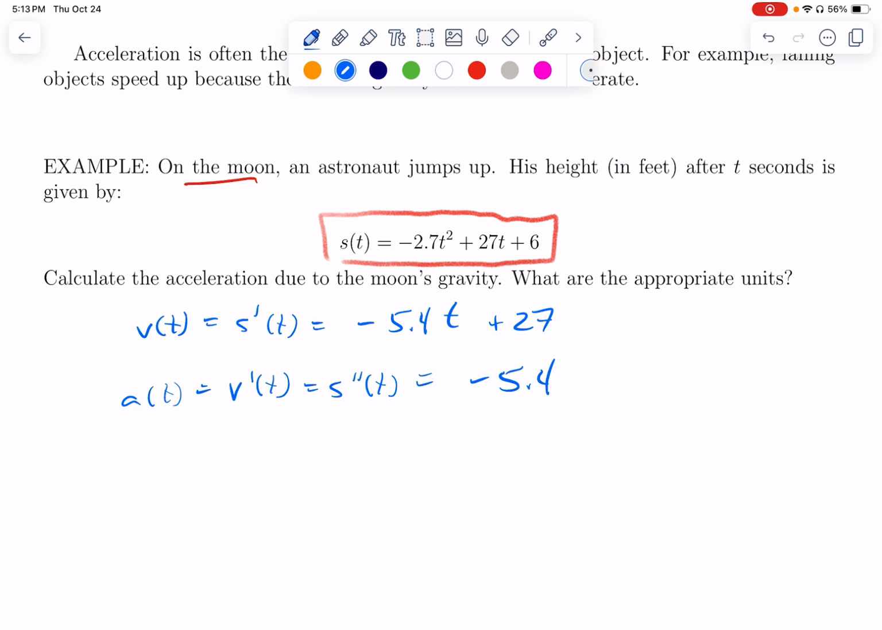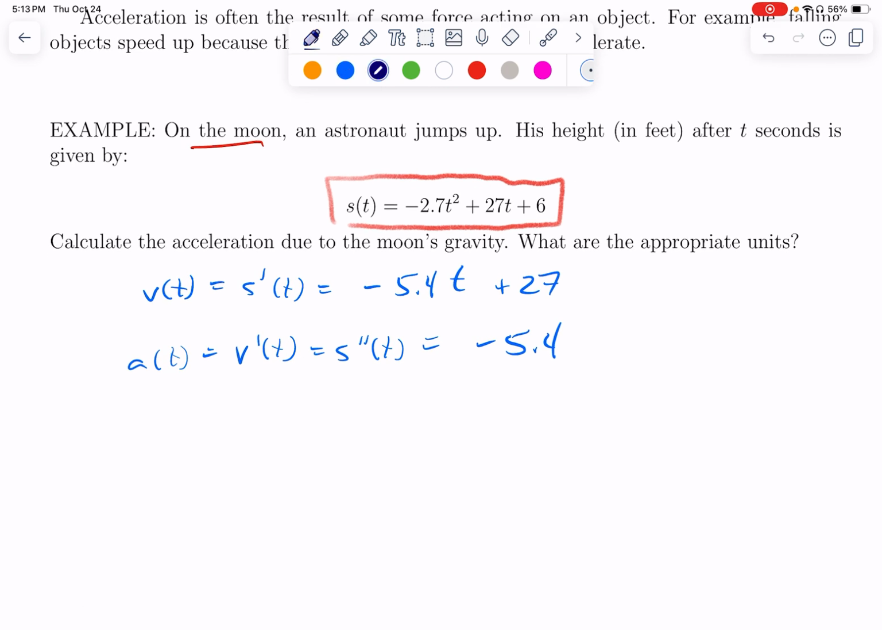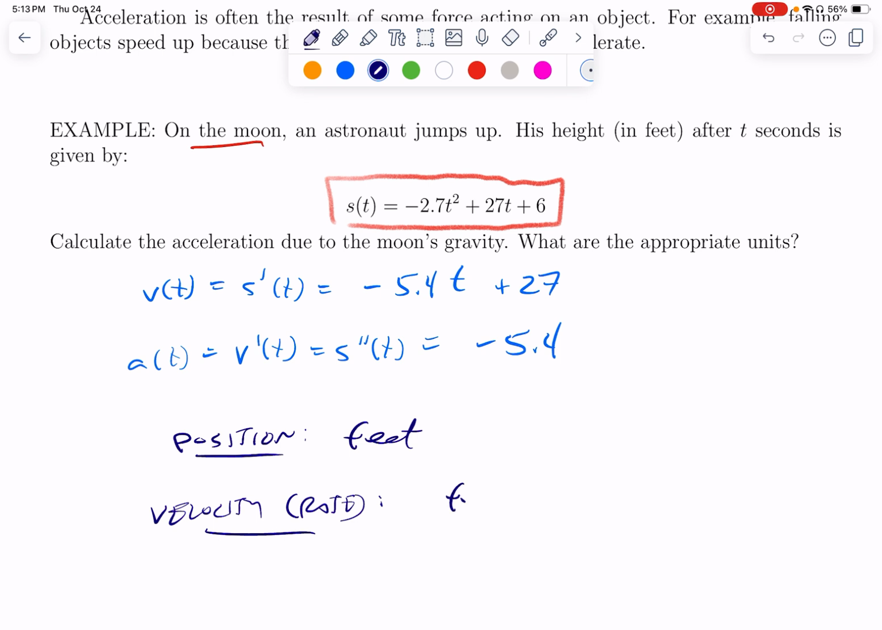Now, what would be the units here? And here's where we really need to think about how rates work. So let's work through this carefully. So position in this problem is measured in feet. Now velocity is a rate. So it would be measured in feet per second. Time is measured in seconds here. Generally speaking, when we have a rate, there's a per in the units.